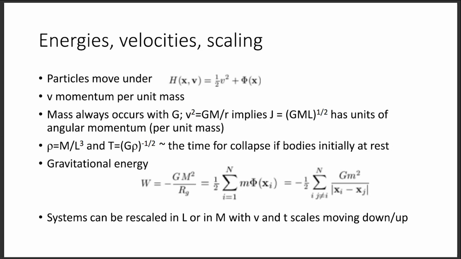And mass will always be occurring in this context multiplied by the Newton's constant G. And of course, we know dimensionally that v squared is GM over r, from the characteristic velocity given by the mass GM divided by the radius. And that has the consequence that if you form a thing like this, GM times the length L, and take the square root, you have something which has the units of angular momentum per unit mass. So momentum is going to be per unit mass, angular momentum is going to be per unit mass.